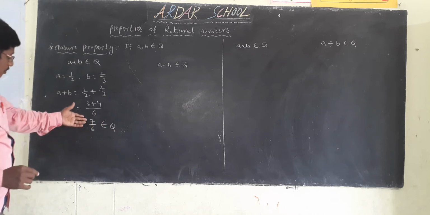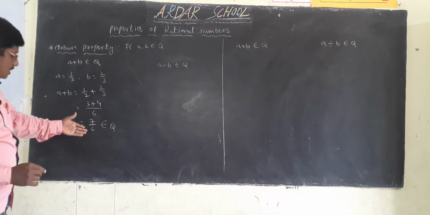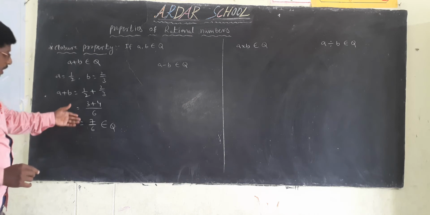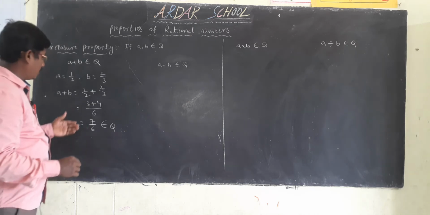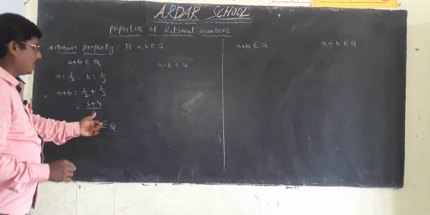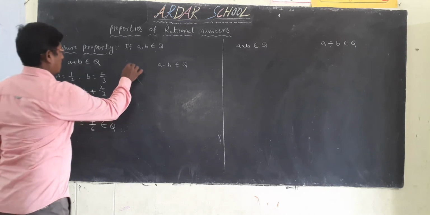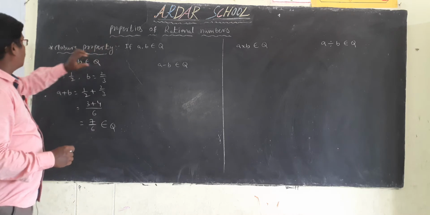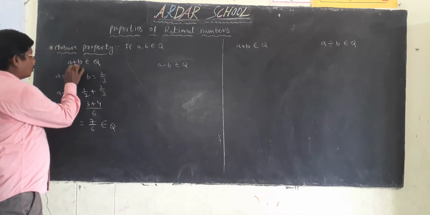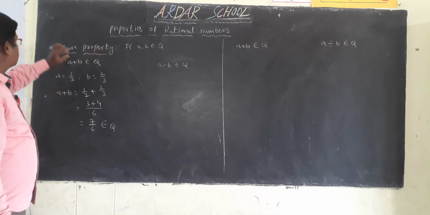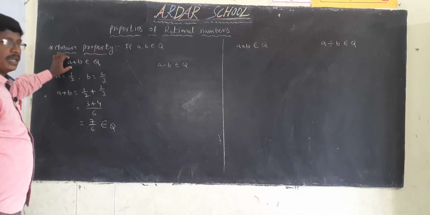Why? Because here 7 by 6 is in the form of p by q. Here p is equal to 7, q is equal to 6. So this also belongs to Q. Next, the rational numbers satisfy closure property under addition. We conclude that rational numbers satisfy closure property under addition.